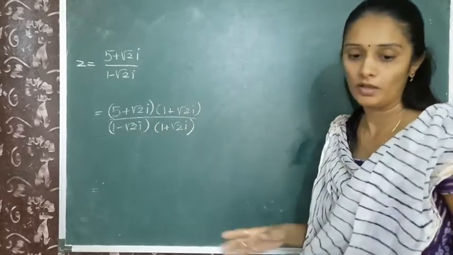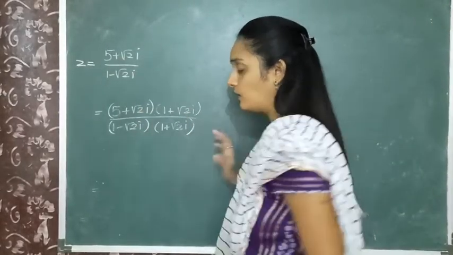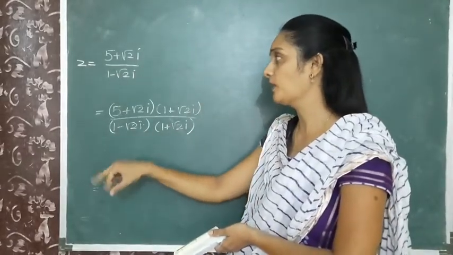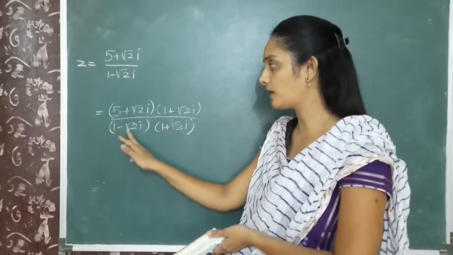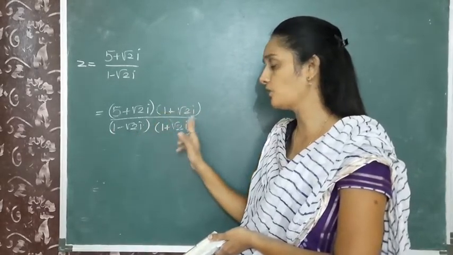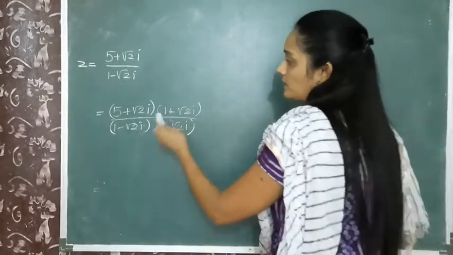The question I have not changed at all. These two terms get cancelled, so the question is the same as it was. For simplification we can take the conjugate of the denominator, and in the denominator we have 1 minus root 2i, so I multiply and divide by 1 plus root 2i. Now we simplify these two brackets.